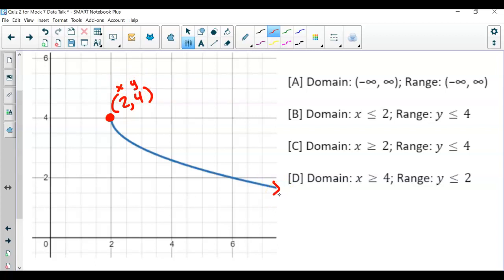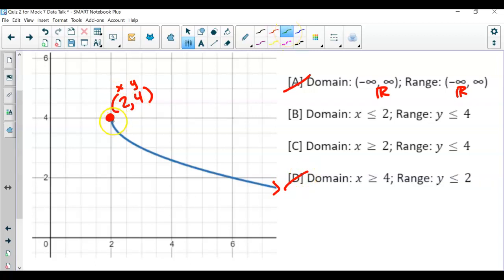Now, I could just look at answer choices and go, well, I notice the domain is not going to be all reals, negative infinity to infinity, or range, because it's a half graph. We have a starting point at 2, 4. So A is not the answer. I also noticed that D is not the answer because they said that x is starting at the value of 4, when really x's are starting at the value of 2. So D is not the answer.